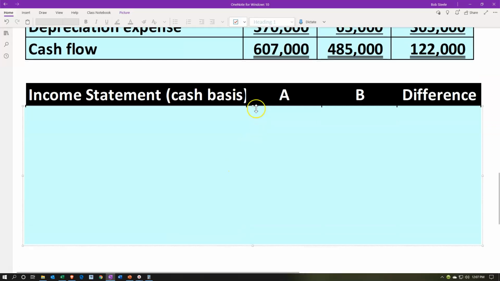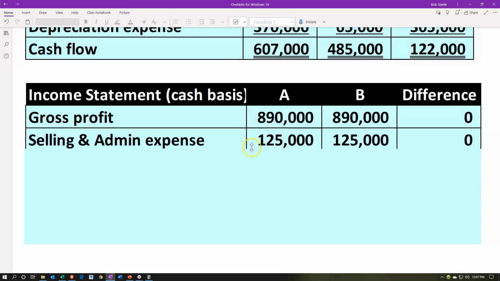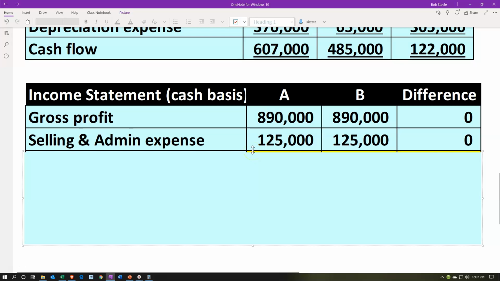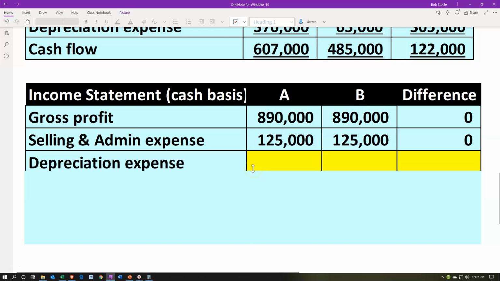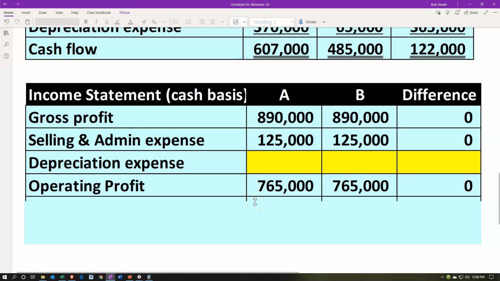So you could say, well, let's try that. Let's say we do the income statement on a cash basis instead of an accrual basis. We're going to start off the same with gross profit for A and B and the selling and admin the same, but then we simply wouldn't have the depreciation expense. It wouldn't be there because no cash went out. We're going to say that cash went out for the gross profit and the selling and admin. That's the assumption here. And so no cash went out for the depreciation. We're going to say that that's the non-cash related item. So then the operating profit is going to be the 890 minus the 125. The 890 minus the 125 is the 765,000.